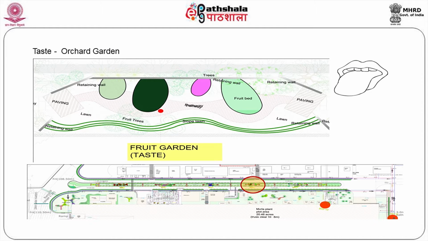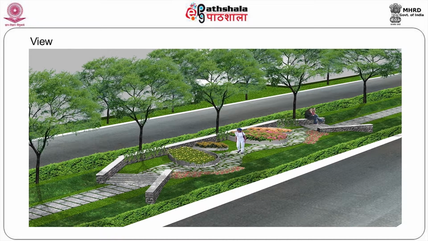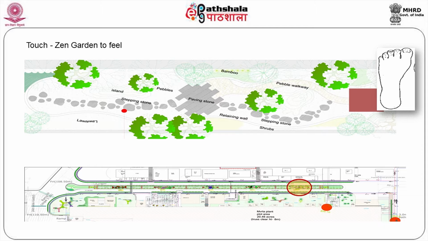Then taste is purely orchards. You have a lot of fruit bearing trees planted, the view of fruit bearing trees and fruit bearing shrubs. And then finally we are coming to the Zen garden, where it is visually pleasing. Touch: mainly it is to touch and feel the garden. You have pebbles, you have stones, you have small bridges across. So all these things will make you touch the plants and feel them. That is the basic intention of the touch garden here.